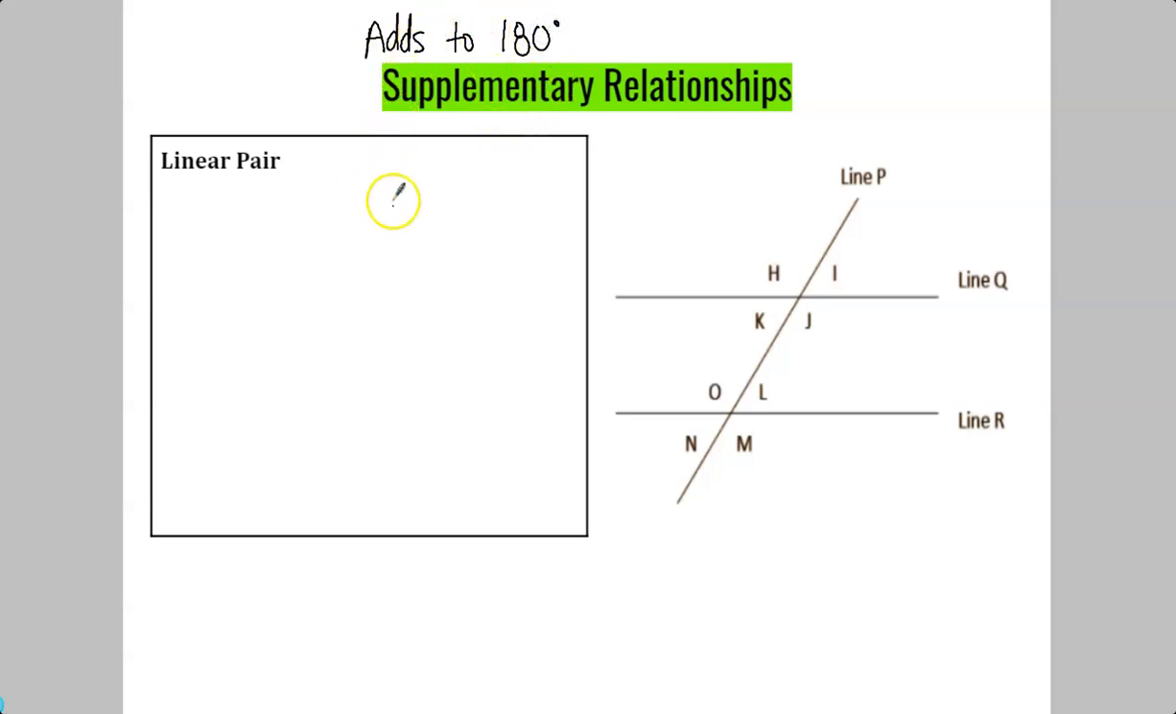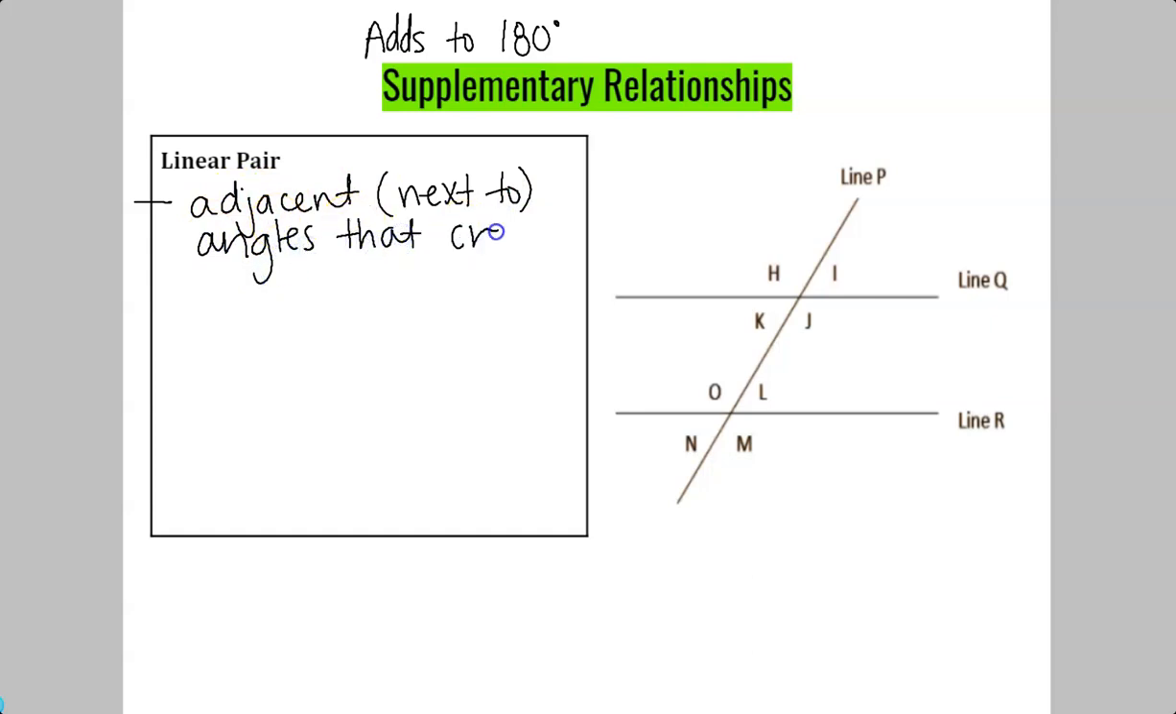So we're looking at a couple of supplementary relationships. The first one is a linear pair. For a linear pair, we need to look for adjacent, and adjacent means next to. So we need to look for adjacent angles that create a straight line, because if we think about it, a straight line itself is 180 degrees.